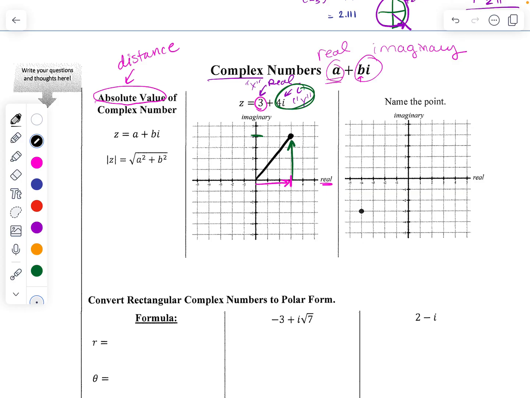So when I'm talking about this, I can also name the point if I'm given the point. So looking here, I know along the real axis, we go down to -4. And in the imaginary axis, we're going down to -3. So we say this would be a value of -4 in the real minus 3 in the imaginary.